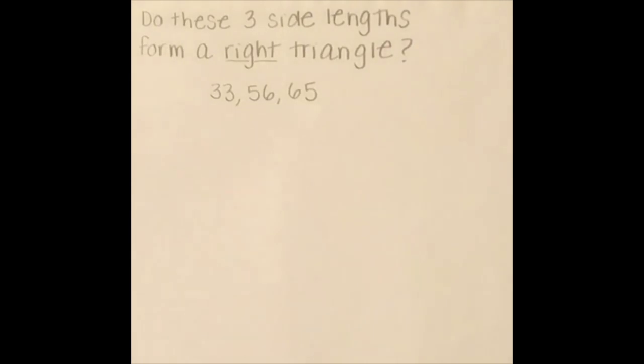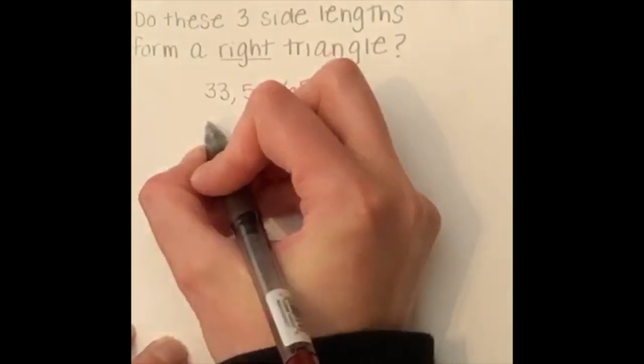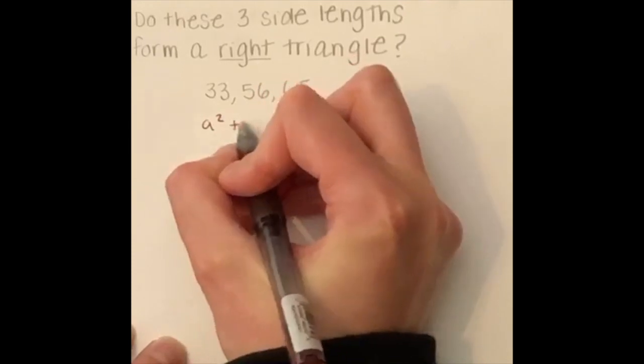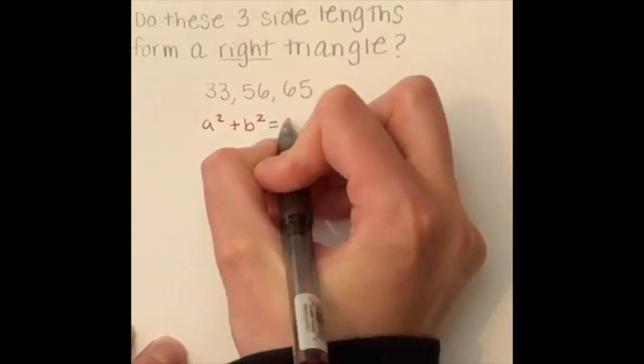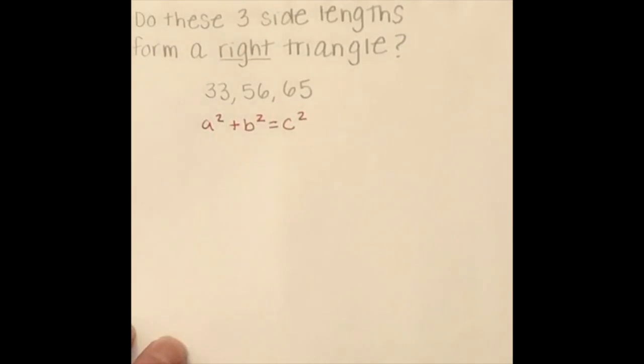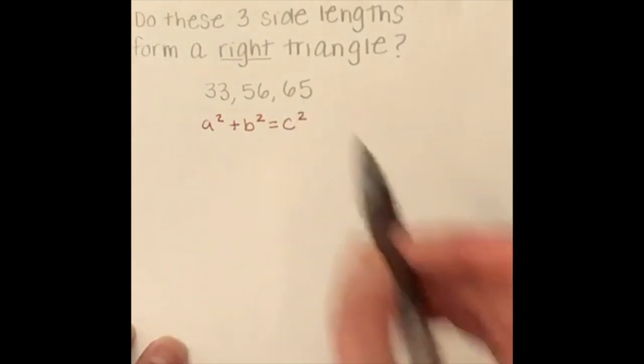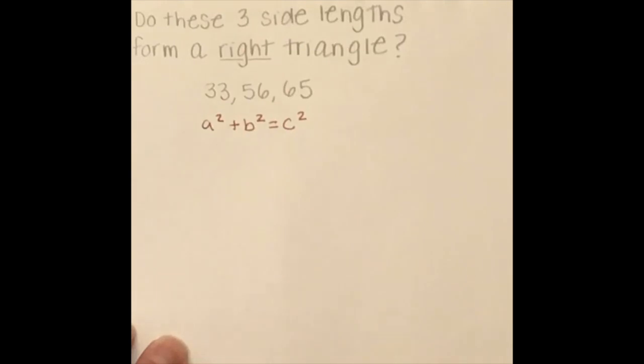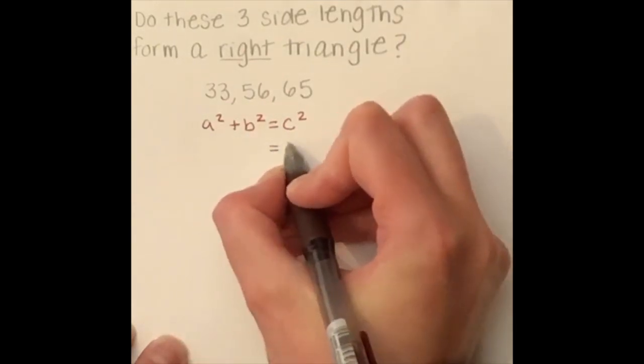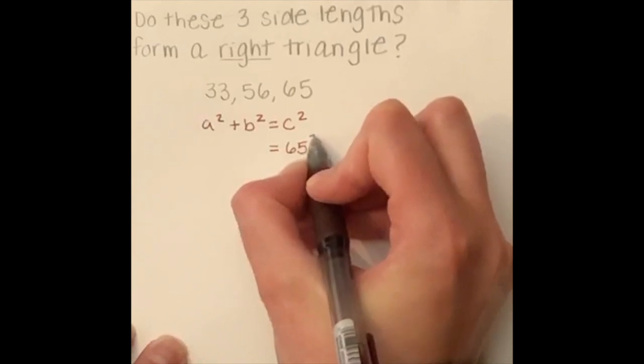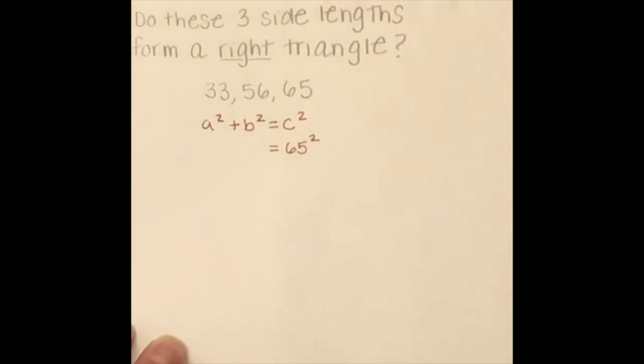Just a quick refresher, we all remember that the Pythagorean theorem is a squared plus b squared equals c squared, where a and b are the side lengths, or the leg lengths, I should say, and c is our hypotenuse. So if this is in fact a right triangle, that means that the longest side length would be the hypotenuse. So 65 is the biggest number in this list. We're going to plug 65 in for c, and since it's squared, we are going to square it. a and b are also going to get squared.